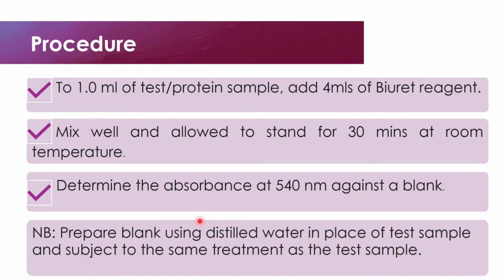So what it means is that in place of the 1 ml test or protein sample, we use 1 ml distilled water and add 4 ml of Biuret reagent to it. We mix and allow to stand for 30 minutes at room temperature and use it as a blank against our test sample.